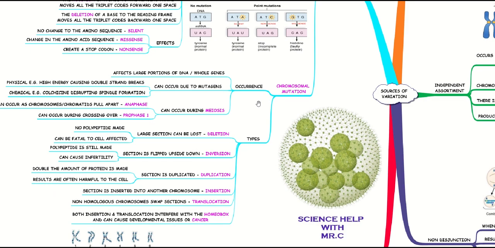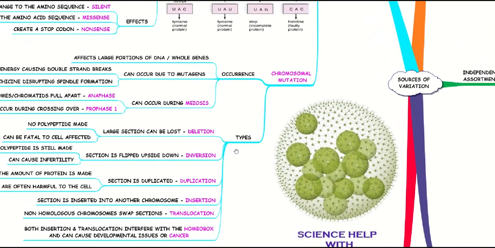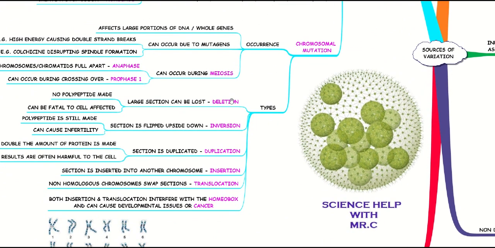We can also get chromosomal mutations. Chromosomal mutations occur normally in meiosis, but can also occur due to mutagens. And they normally occur during anaphase or prophase 1. The effects of them, there are a number of types. There are deletion, where a section is lost, inversion, which means a section is flipped upside down and reinserted. Duplication means it's copied and then reinserted.